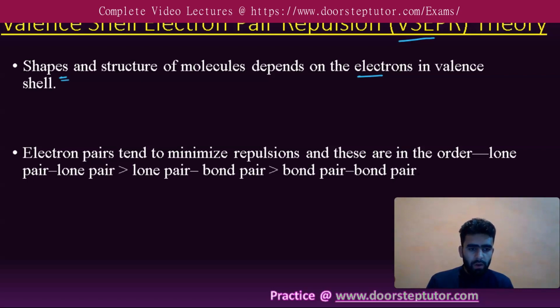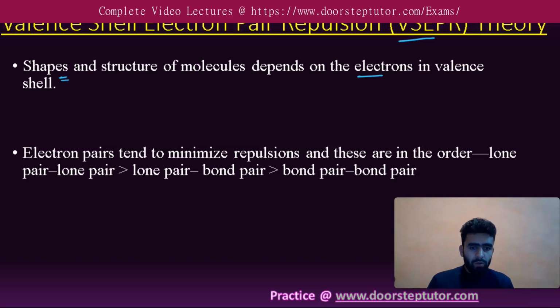And as we know, when a molecule is formed, there are formations of bonds in the molecule. Now both lone pairs and bond pairs combinedly predict the geometry of the molecule. So it means that there should be a repulsion, because electrons try to repel each other. So lone pair-lone pair repulsion is greater than lone pair-bond pair repulsion and bond pair-bond pair repulsion.